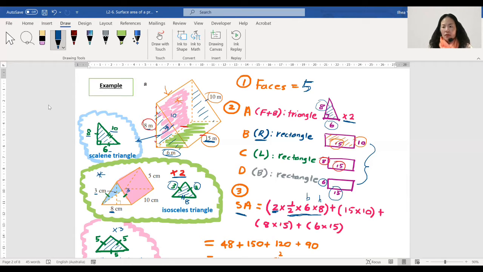Like 2 times 3 is 6, 3 times 2 is also 6, so it doesn't really matter. Okay, so that's my front and the back, the triangles.